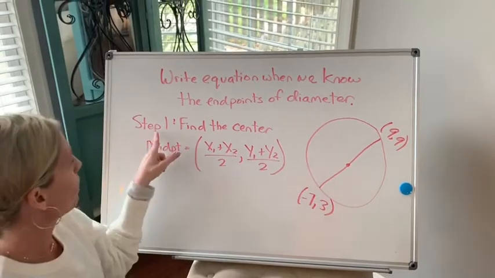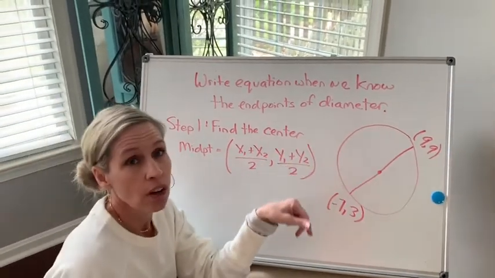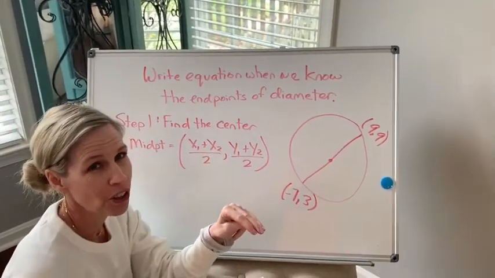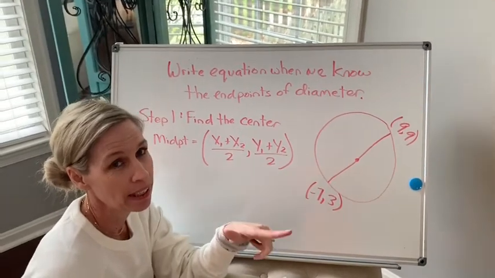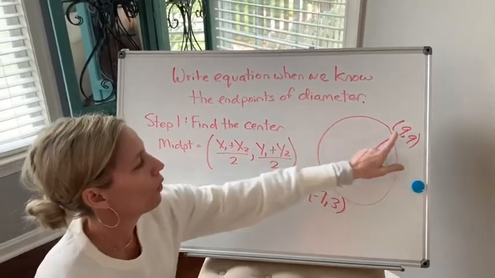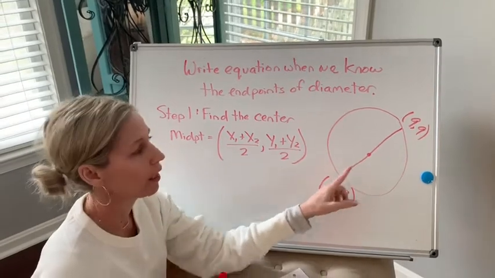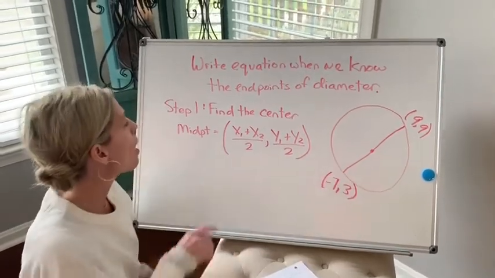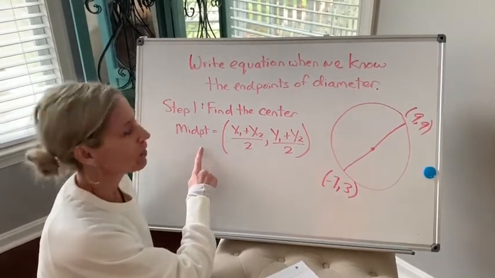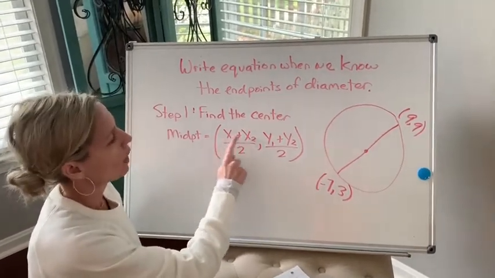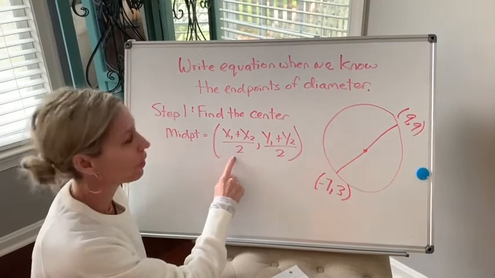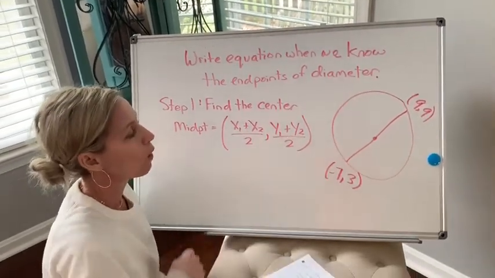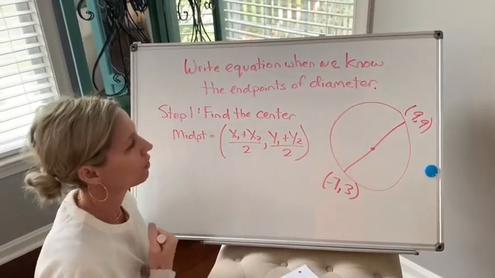The first thing we need to do is find the center. Remember, when we write the equation of a circle, we need to find the radius and we need the center. If we know the endpoints of the diameter, we can find that middle point, which is also the center of the circle, by using the midpoint formula. The midpoint formula is where we take the two x values, add them together and divide by 2, and then take the two y values, add those together and divide by 2.